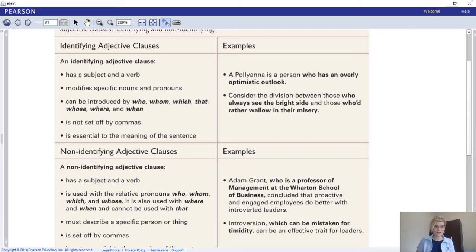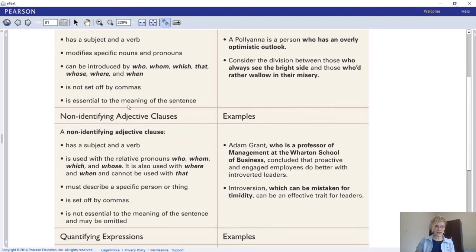Okay? Let's go back here. Identifying adjective clause has a subject and a verb. It modifies specific nouns and pronouns. It can be introduced by who, whom, that for people, and which, that for things, whose for people, and where and when can also be used for place and time. It is not set off by commas and is essential to the meaning of the sentence because without it, it doesn't make sense. "Pollyanna is a person." If I say Pollyanna is a person, you wouldn't understand what I'm saying. So we have to add "who has an overly optimistic outlook." That's why there is no comma.